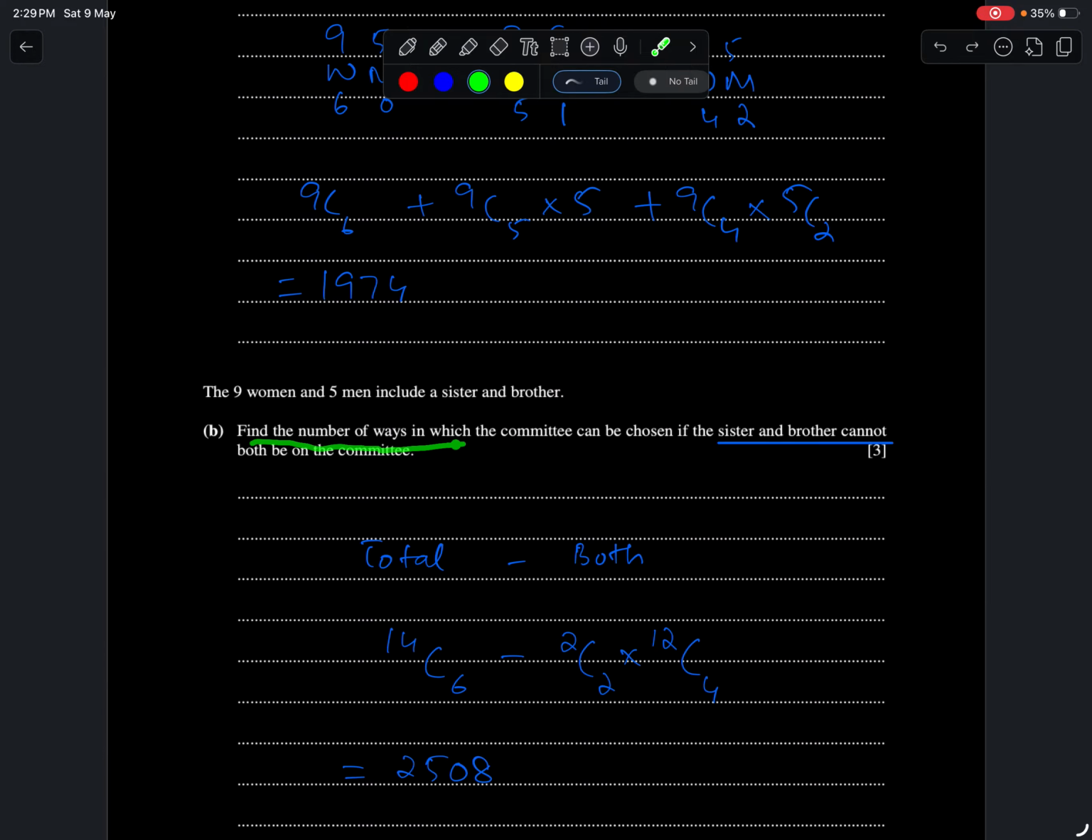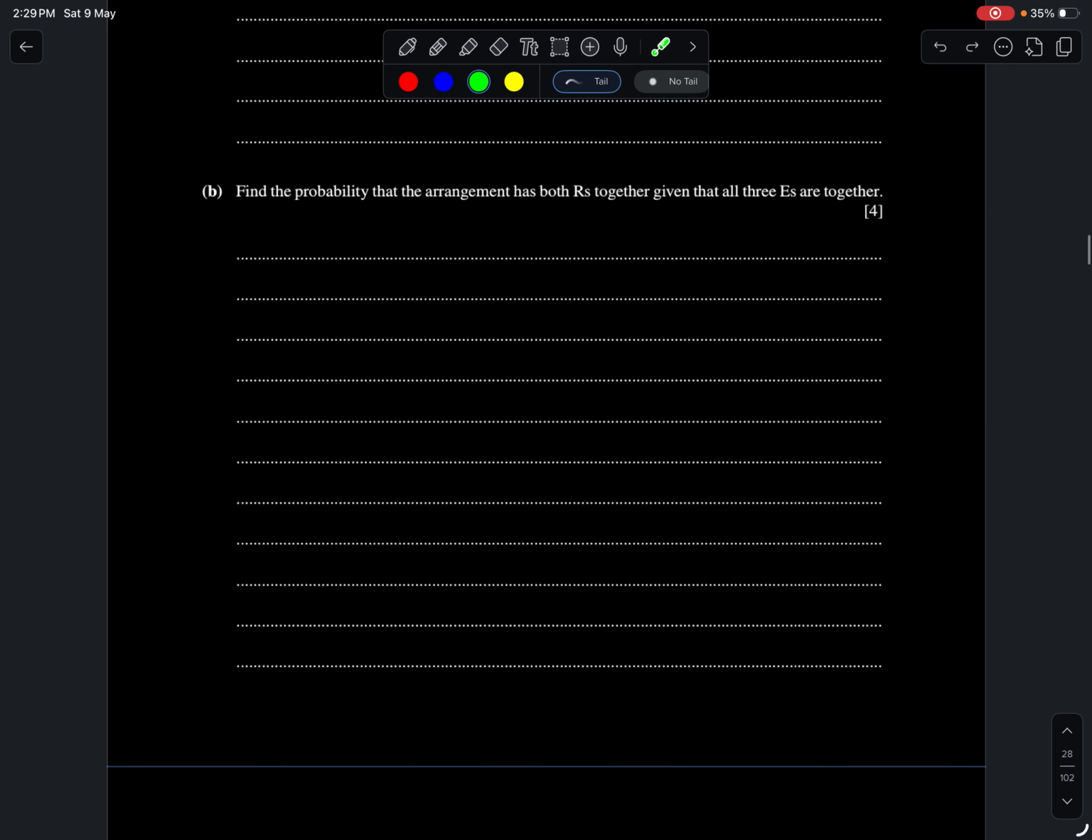Find the number of ways in which a committee can be chosen if the sister and brother cannot both be included. That means total minus both. Always use this method for simple cases, right?